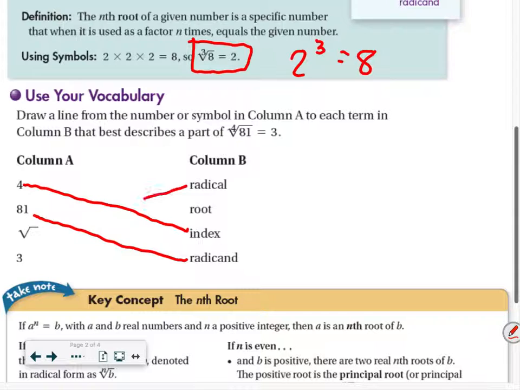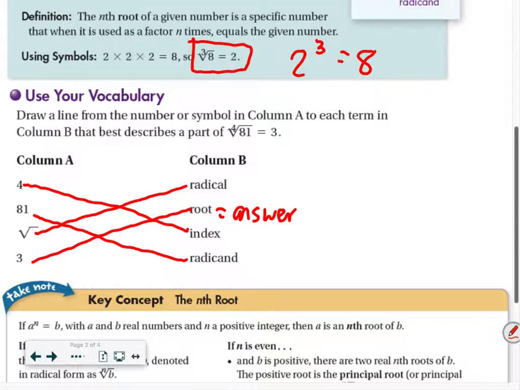Which means my answer, what I get out, must be called what? A root. Okay, I like to use root and answer interchangeably. So when you take a 4th root, 5th root, whatever, the answer you get is called a root. Okay?